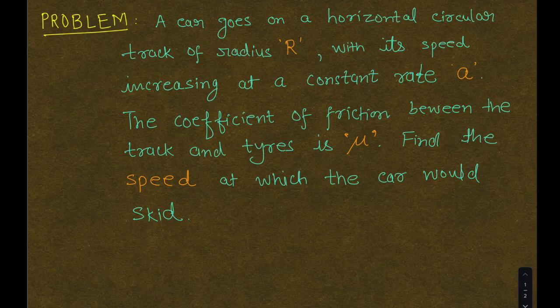Hello friends, in this video let's analyze a problem involving dynamics of non-uniform circular motion. Let's read the problem. A car goes on a horizontal circular track of radius r.